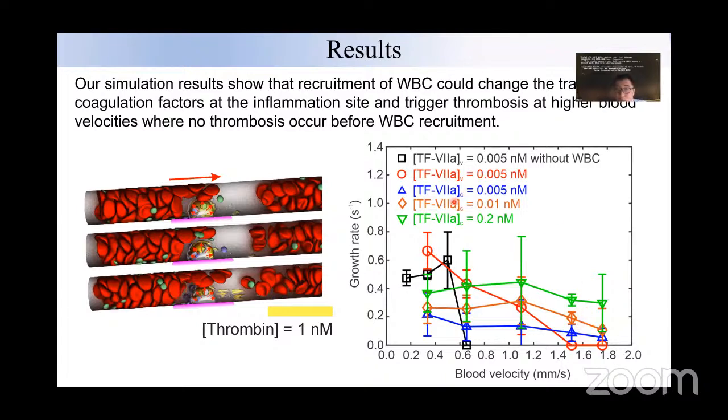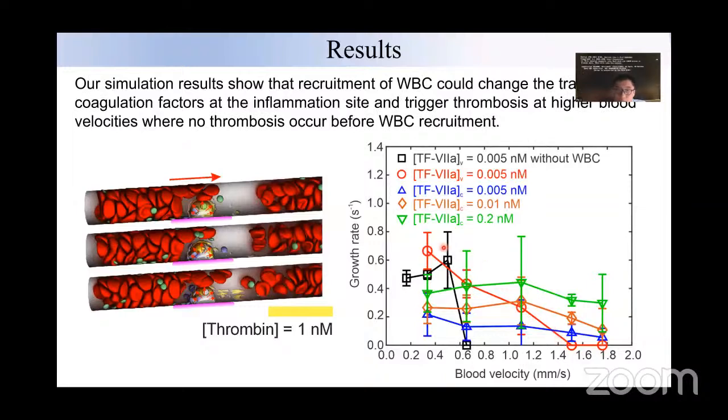We measured the growth rate for both cases, and we can see different trends for the two activation mechanisms for thrombus formation. When thrombus formation is activated from the vessel wall, it is very sensitive to the blood flow velocity, which is shown by the black and red curves. You can see that when the blood flow velocity is increased, the growth rate quickly drops to 0.